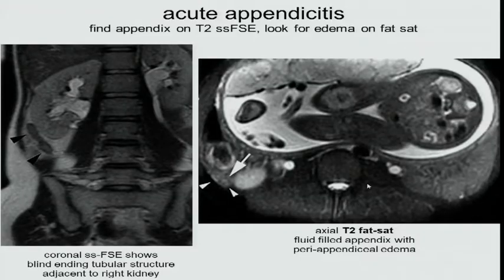Okay, so here we are looking at our coronal, and we have a blind-ending tubular structure adjacent to the lower pole of the left kidney, or the right kidney. So this one is not fat sat because you can see the bright fat. So we go over to our axial T2 fat sat, and we look down around that blind-ending structure, and we see a bunch of edema in the soft tissues, some free fluid. So that looks like an abnormal appendix. Because once we saturated the high signal of the fat out, we see edema.